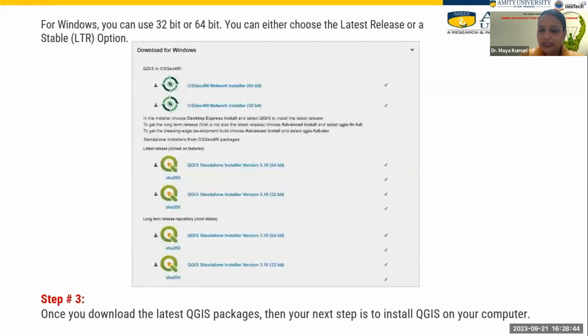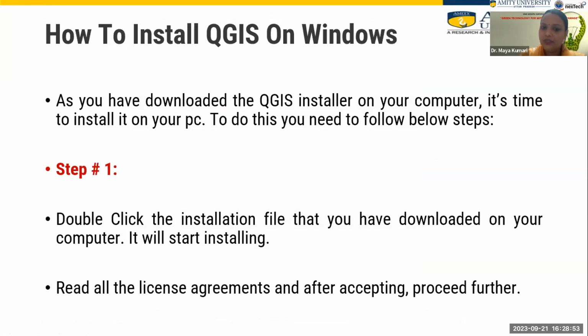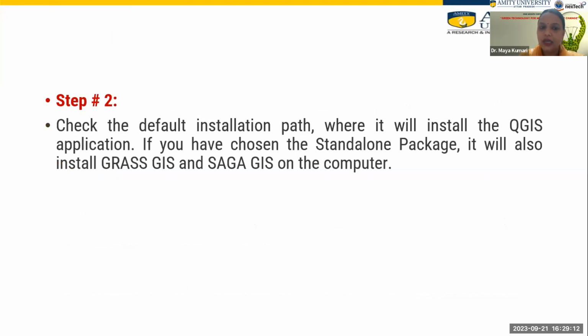Now, once you have downloaded, you have to click on whatever software you want according to the specifications. Once it is downloaded, you have to double click on the installation file that you have downloaded on your computer, and then you will start installing it. Once the installation has started, you have to read all the agreements and then click OK so that you can move further. And then you have to check the default installation path. Whatever folder path comes, you have to leave it as it is, because everything will by default go into the C drive.